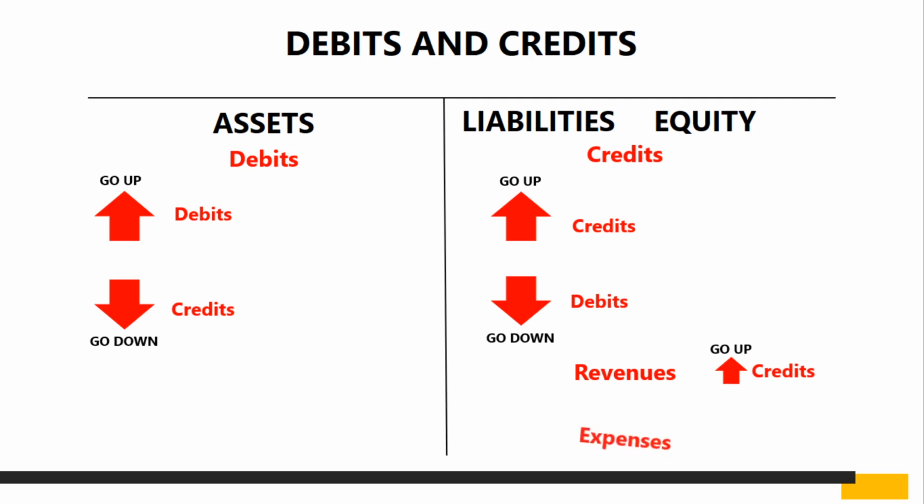Now, let's talk about expenses. Expenses are the costs you incurred when doing business. How do expenses affect equity? They make it go down. So when equity goes down, we call that a debit. So expenses are always debits, just keep that in mind.